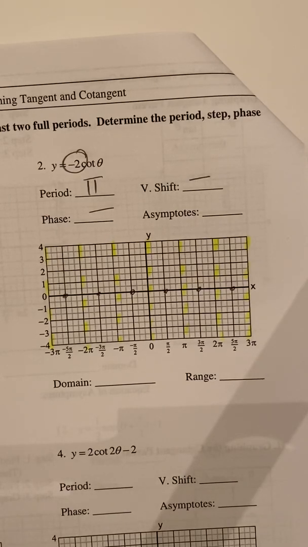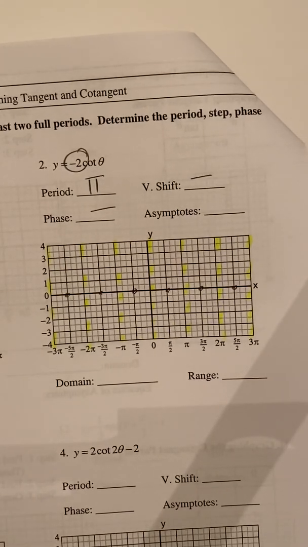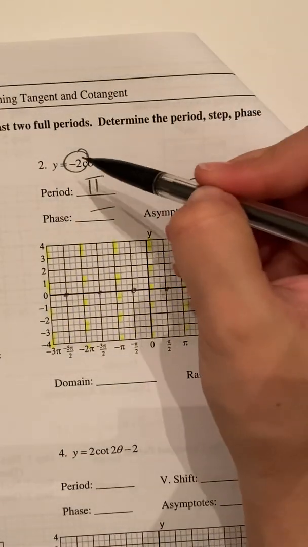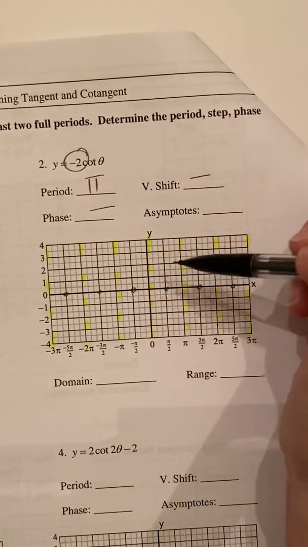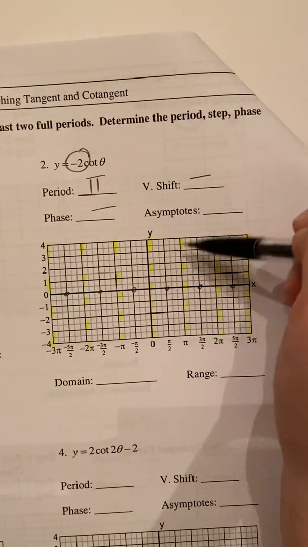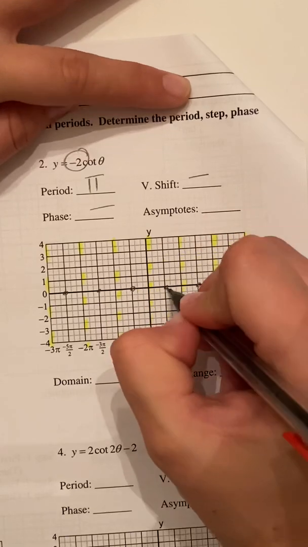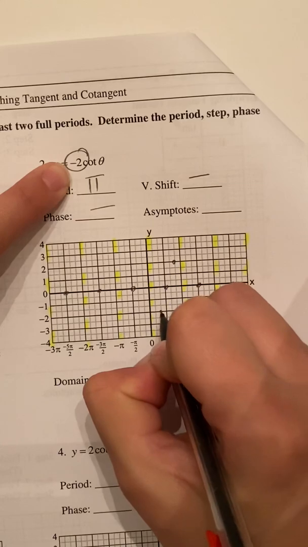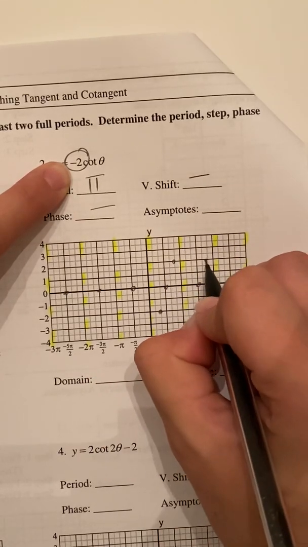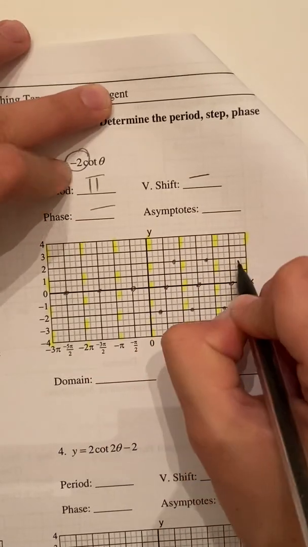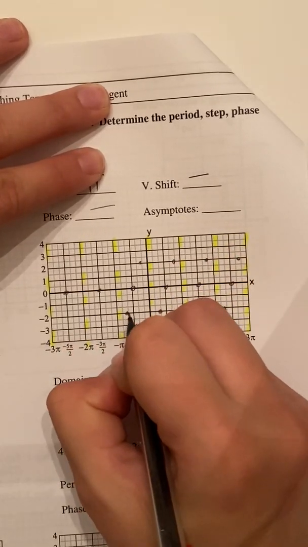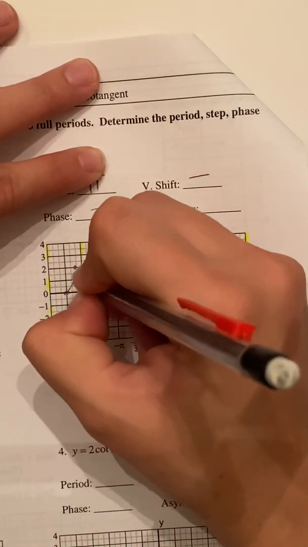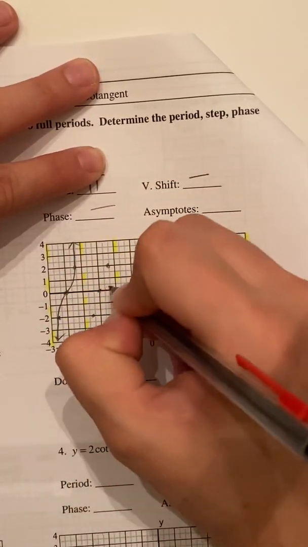Okay, so cotangent, remember looking at the parent, is decreasing. However, we are going to do the reflection. So now instead of decreasing, we're going to turn it into increasing. So when we're increasing, we got to use the amplitude. So in the middle, we're going to go up 2 and down 2. And then draw your cubics.